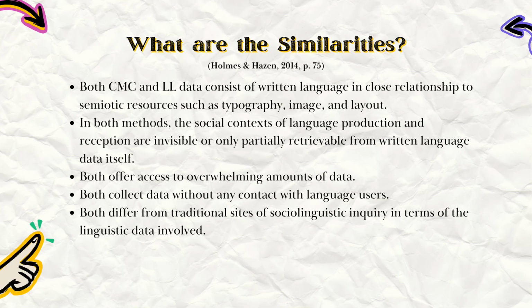Now, for the similarities and the differences, I will explain it using an example to make it easy to understand. In CMC, I would use the Google Classroom post, and for the linguistic landscape, I would use the discount sign. First, both CMC and LL data consist of written language. The Google Classroom post contains text. The discount sign contains text, saying discount 50% as an example.